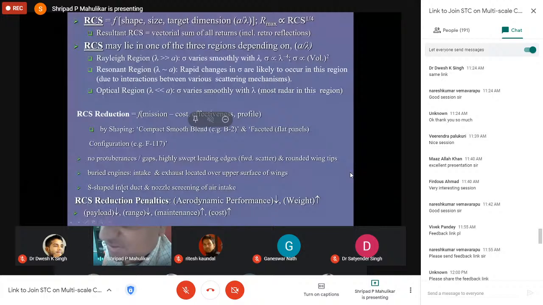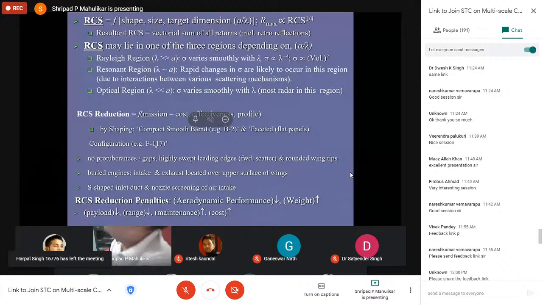And an S-shaped inlet duct and S-shaped nozzle are used for screening of the air intake. Now, any signature reduction feature, including RCS reduction, will come with penalties, and the penalties include reduction in aerodynamic performance, especially in the F117A.